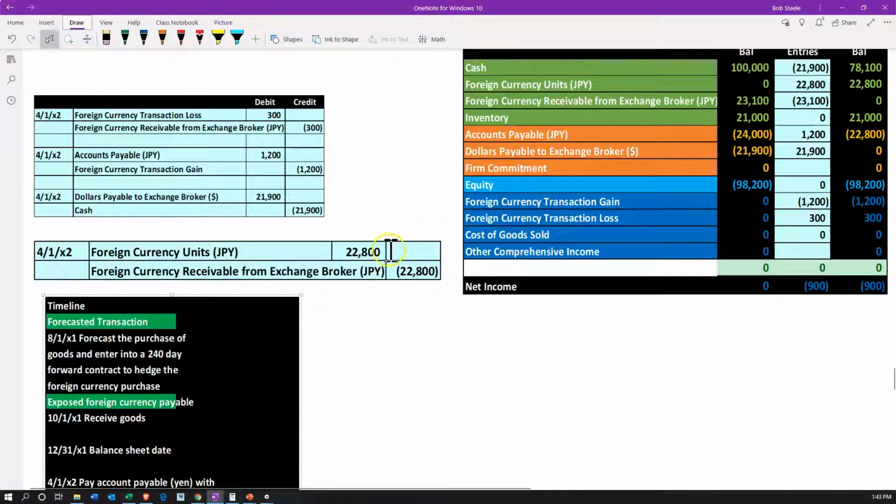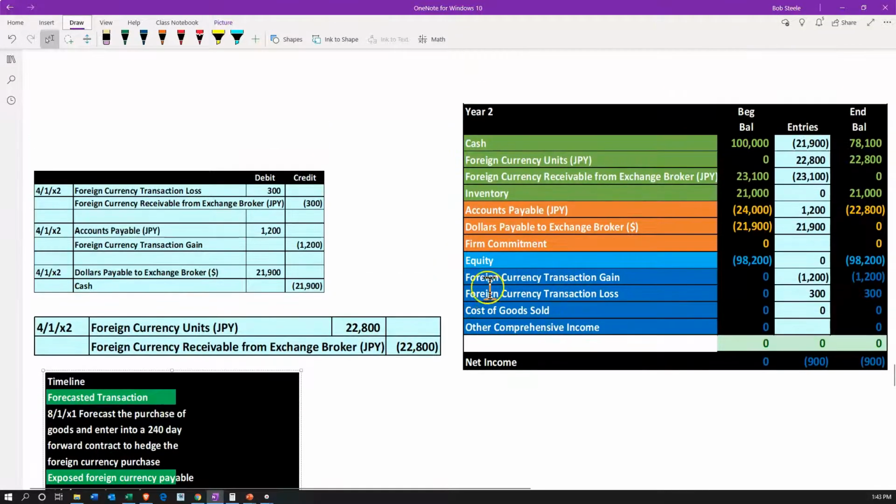So we're going to say that we have the foreign currency units, 22,800, that we're valuing. Just like if we got stock or some other units of inventory, we would value them in dollars. The other side is bringing the receivable down. Now they gave us the yen, so the foreign currency receivable has gone down, so it's included in this number. It's now at 0 after this transaction takes place.